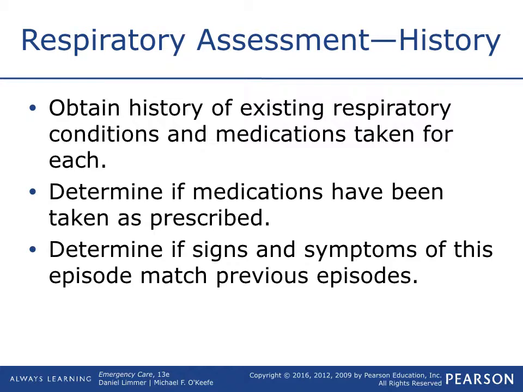Does that give 5 minutes? Did it clear up? Reassess. But the point is, if it's different than their previous signs and symptoms, that helps us with that as well, to determine how we're going to move forward.